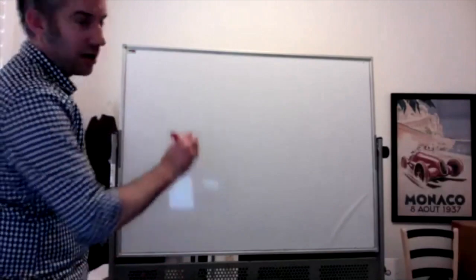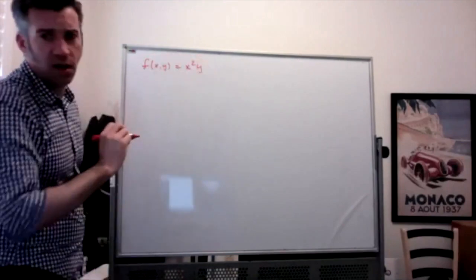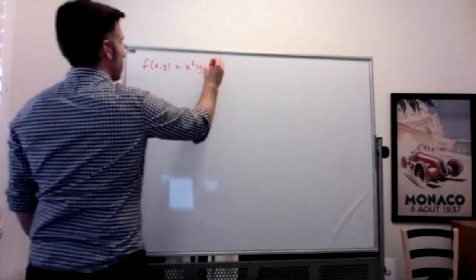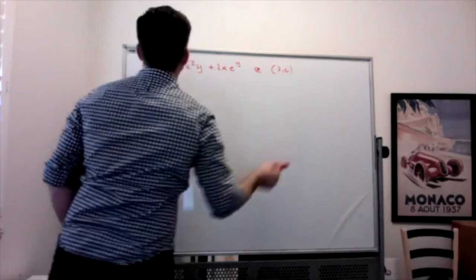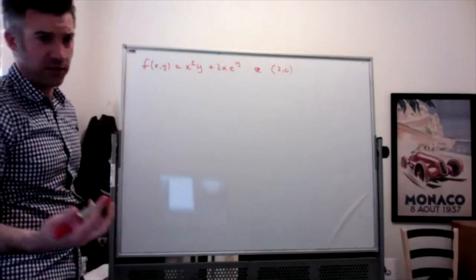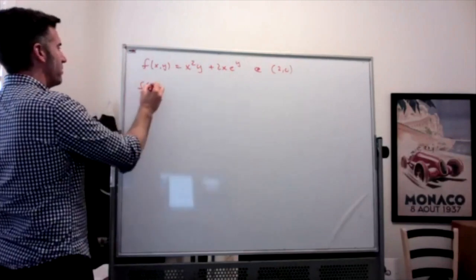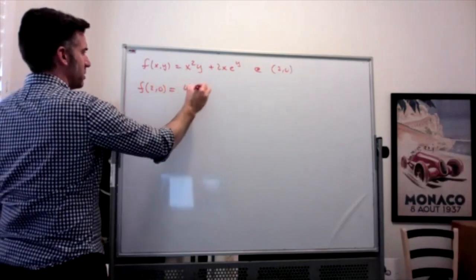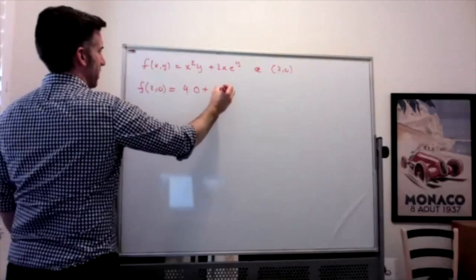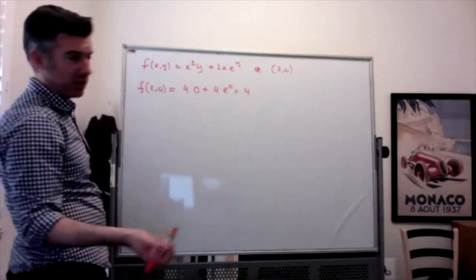Okay, so let's find the linearization of f of x y equal to x squared y plus 2x e to the y at the point 2, 0. So we have to find the partials and then throw them all in that big formula. So actually, before we find the partials, we really should find f of 2, 0. So f of 2, 0 is going to be 4 times 0 plus 4 times e to the 0, which is 4. Right, 0 plus 4 times 1 is 4.